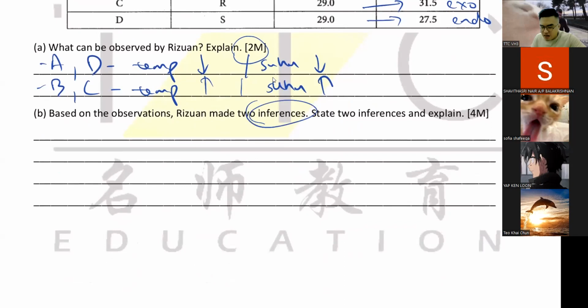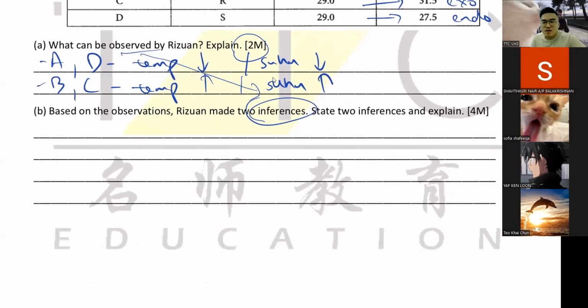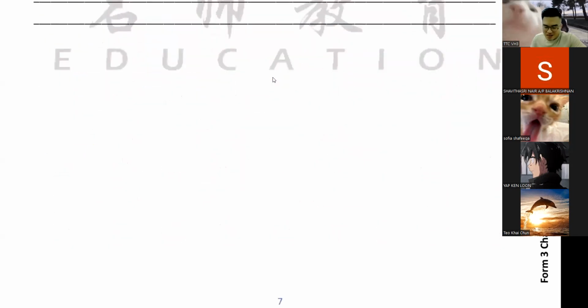And now you explain. Guys, what is inference again? I hope this goes without saying. Inference means you explain what you see. So why do A and D decrease? Temperature decrease means what? Endo or exo? A and D is endo because it absorbs heat, the surrounding gets cold, and then B and C is exo. Guys, in case you didn't realize, the questions are like that. There's nothing to talk about here. It is what it is, right?